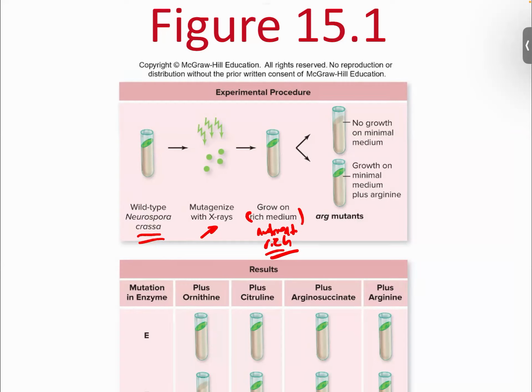Why are you doing this? Well, this one is for recovery. Every time you do a mutagenesis, you always follow it with a recovery. Why? Because mutagenesis is harsh and there's a high lethality to it, right? The idea is you want to blast it with enough X-rays to mutagenize those genes, but you don't want so much X-ray that you kill the organism. When you mutagenize them, you just beat the devil out of these things.